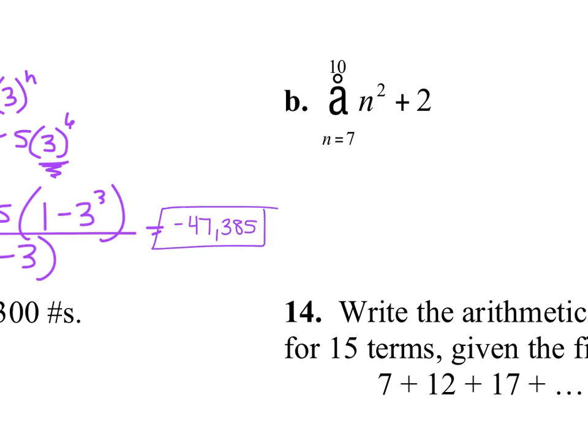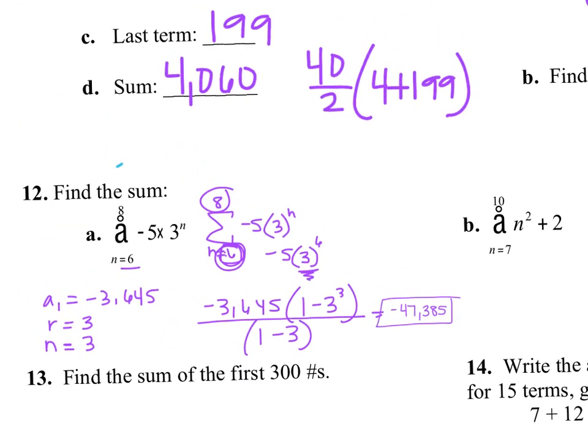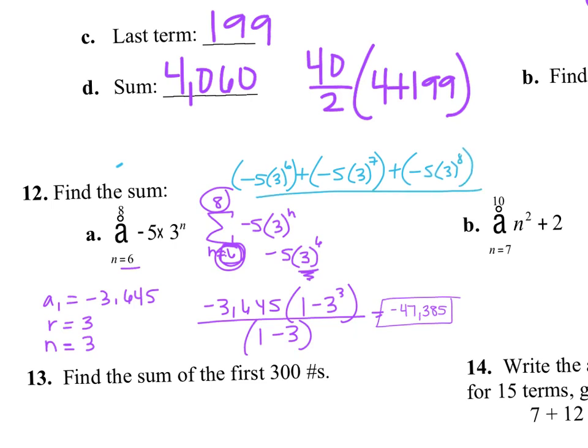Okay. You do have another option here. The other option is you could find the sum thinking of it as you have a 6th term, a 7th term, and an 8th term. So you could just do negative 5 times 3 to the 6th, plus negative 5 times 3 to the 7th, plus negative 5 times 3 to the 8th, because it's a sum, right? So you could just plug it into your calculator like this as well.